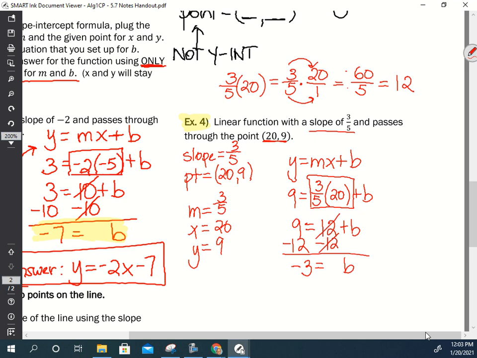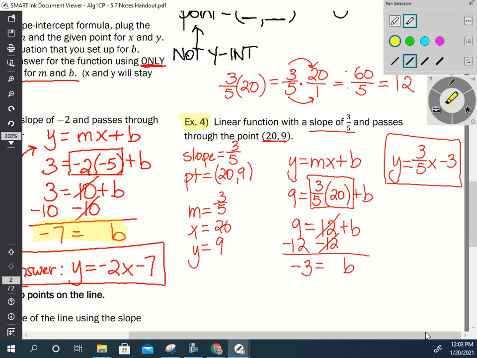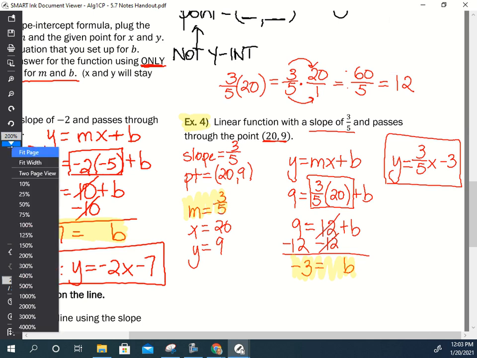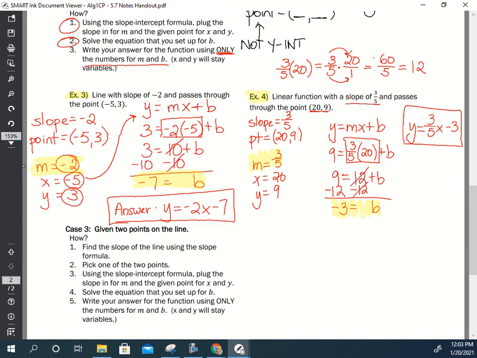All right, what's that equation? I like how that man thinks. So remember, when you write your answer, your slope and your y-intercept go back into the answer. Any questions, examples 3 or 4?